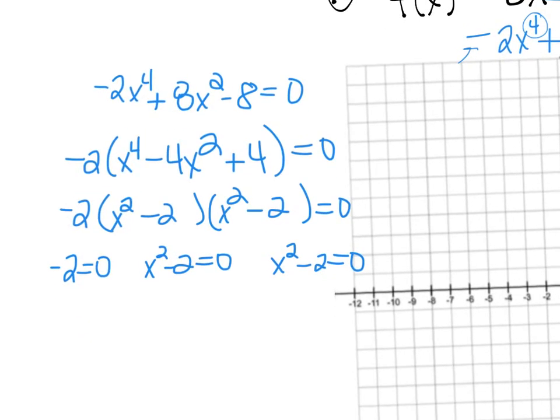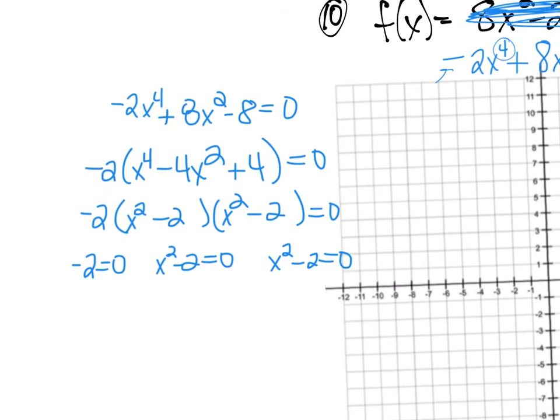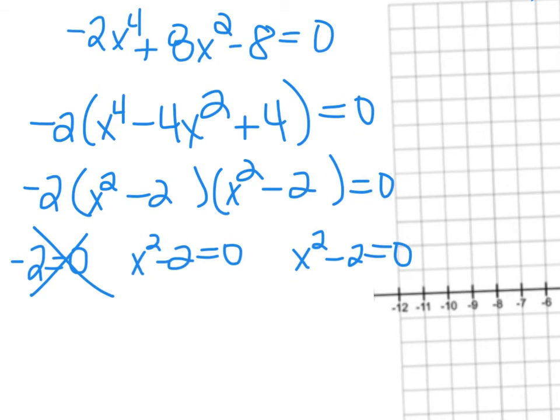Now solve it. The statement negative 2 equals 0. Is that true? No, so just cross it out. It doesn't count. If that had an x with it, then yes, you could solve it, but it doesn't. So now how would we solve this first equation right here? Add 2 to both sides.